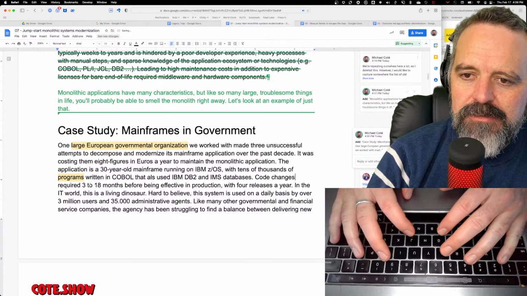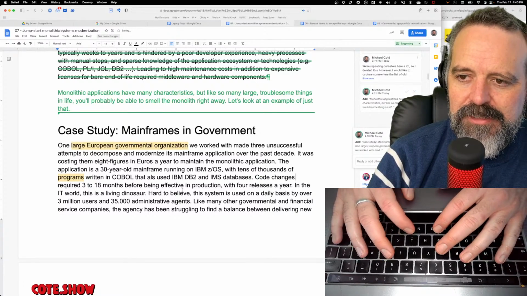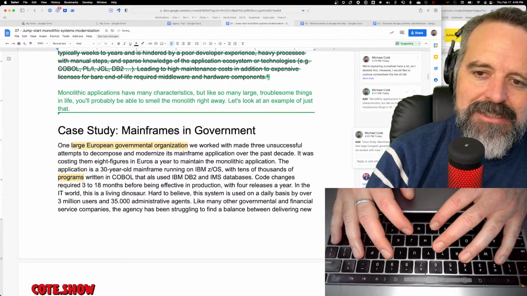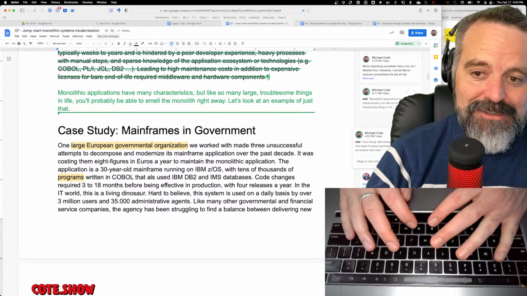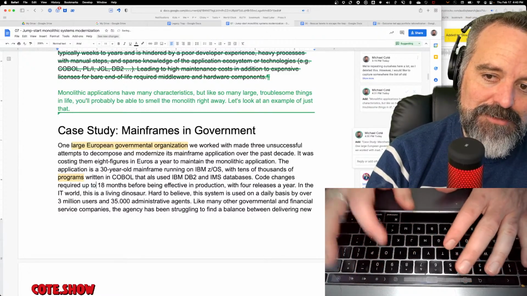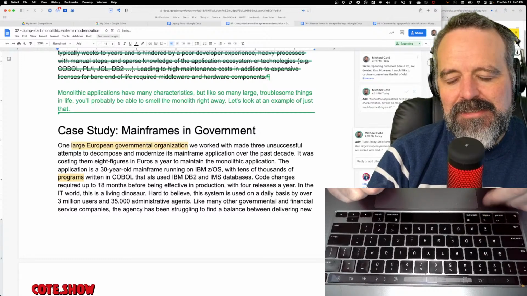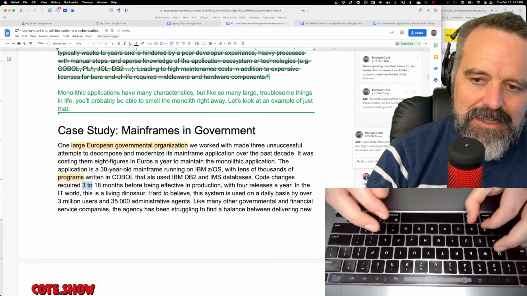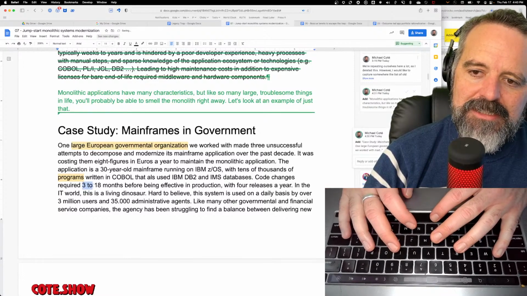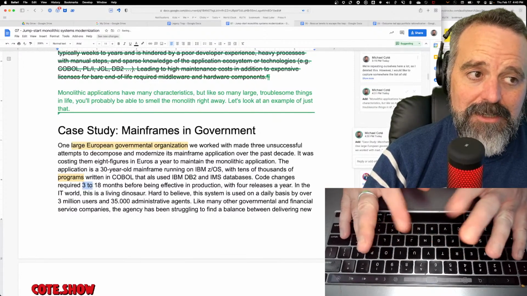Code changes required 3 to 18 months before being effective in production. See, here's where you make a decision. Do we say 3 to 18 months or up to 18 months? I think we'll leave 3 to 18 months. If we were being a little more marketing concise, you would say up to.